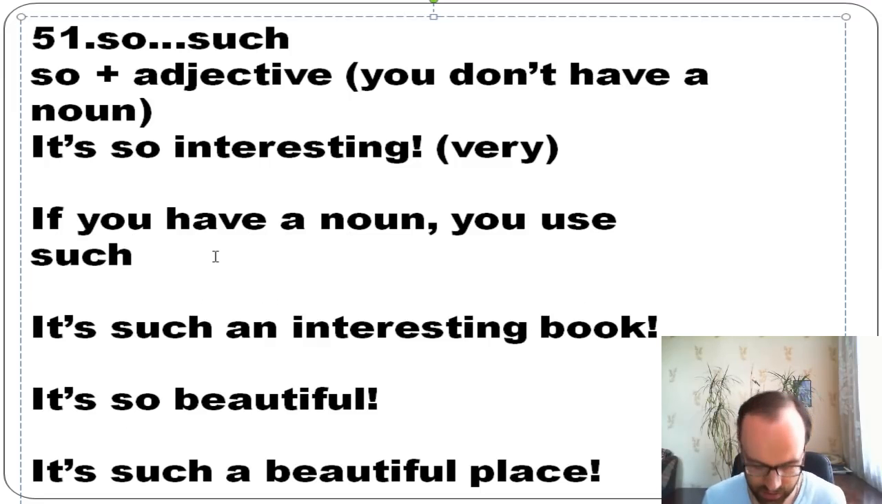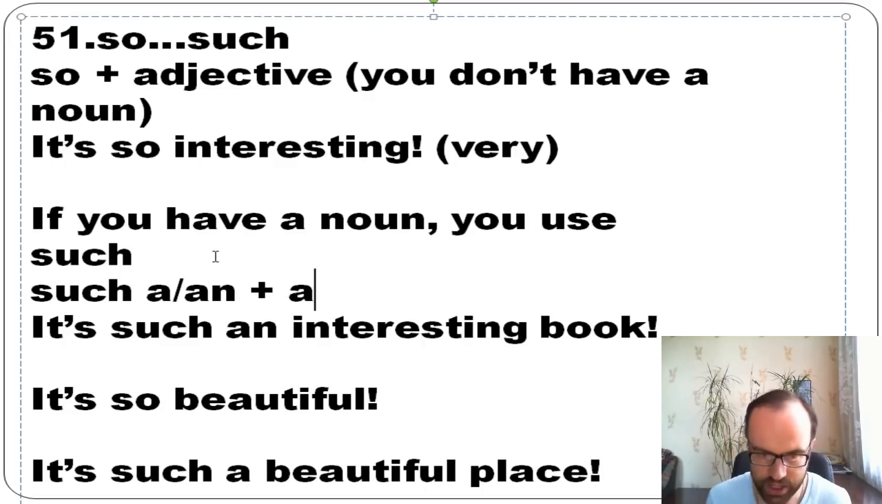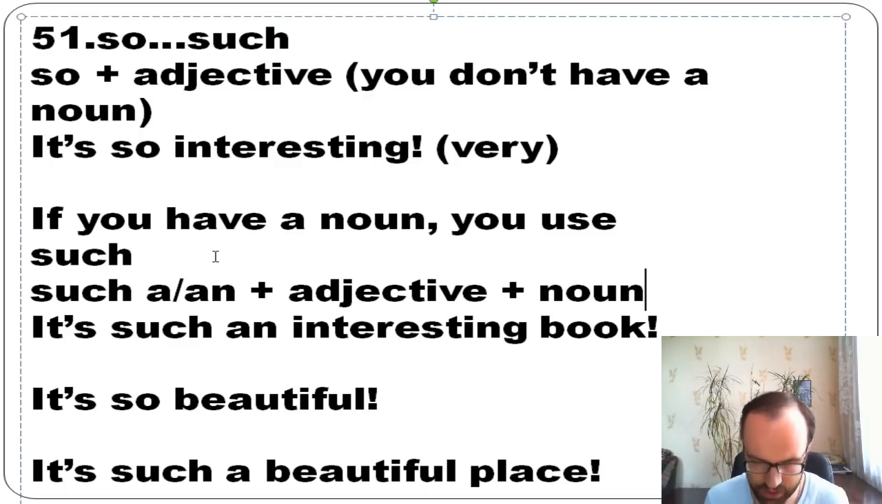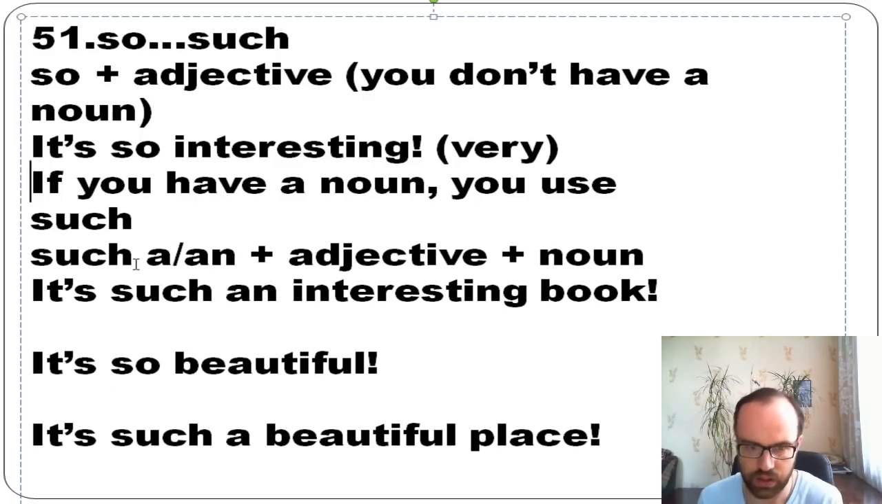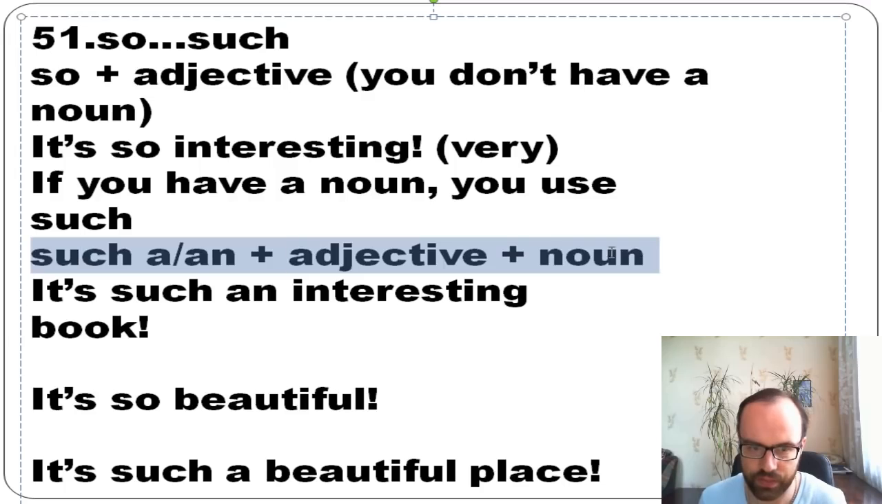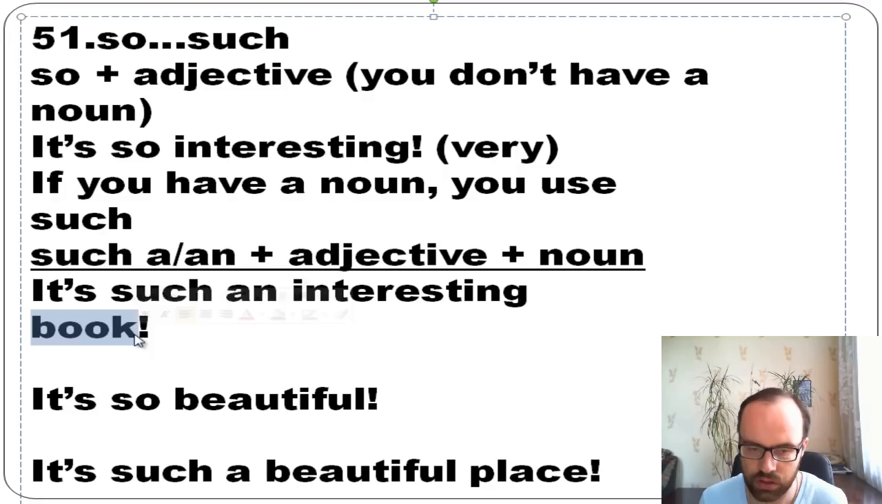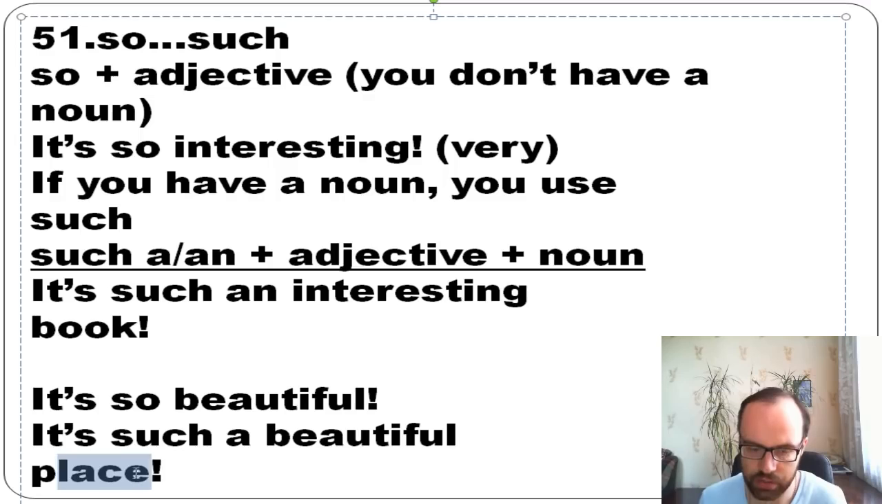Look, and the structure is such a or an plus adjective plus noun. Okay, so it's such an interesting book. You have a noun, so such an interesting book. It's so beautiful. You don't have a noun. And you have a noun, place, so it's such a beautiful place.